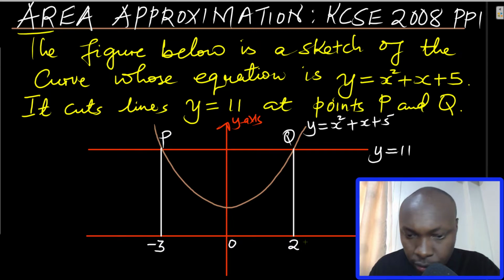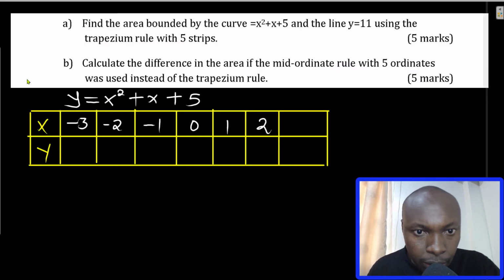Here are the questions. A. Find the area bounded by the curve y is equals to x squared plus x plus 5, and the line y is equals to 11 using the trapezium rule with 5 strips.